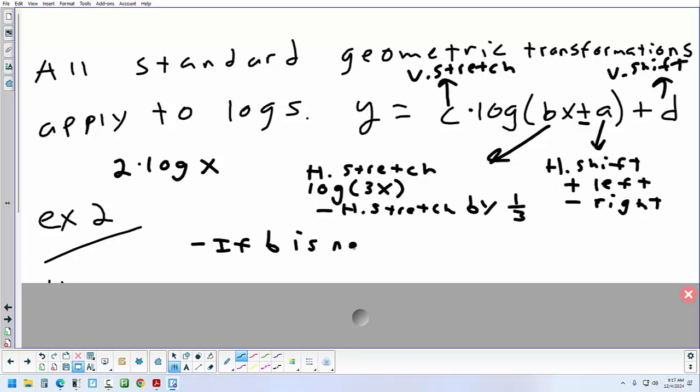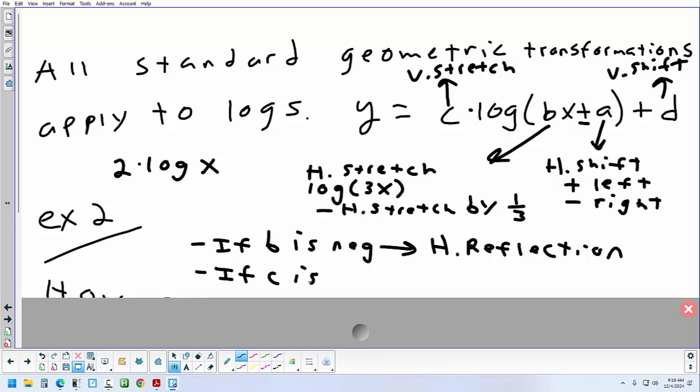If B is negative, what kind of reflection is that? Horizontal or a vertical? It's horizontal because B is on the inside. B is always horizontal stuff. So that's a horizontal reflection. And if C is negative, what kind of reflection is that? That's vertical, because C has to do with vertical.